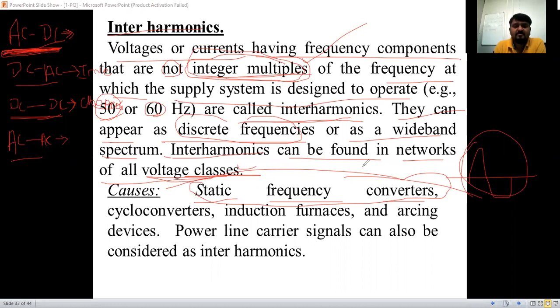Anyone? Rectifier. Very good. That is called a rectifier. In your mobile, the adapter charger converts AC to DC, so we use a rectifier circuit. AC to DC is a rectifier, DC to AC is an inverter, DC to DC is a chopper, AC to AC is an AC chopper. Next.